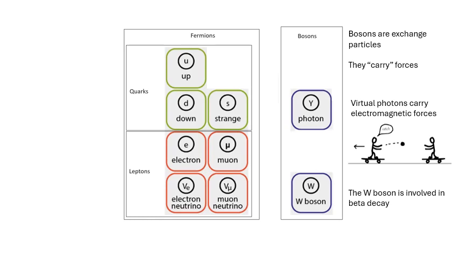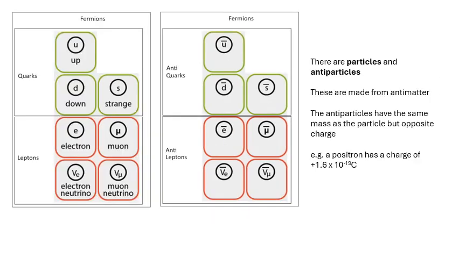So we have our fermions. Fermions are firm. Bosons are airy-fairy. And then the fermions are either quarks or leptons. Now, I say particles. For every particle, there is a corresponding antiparticle. Well, I mean, for every type of particle, there is a type of antiparticle.